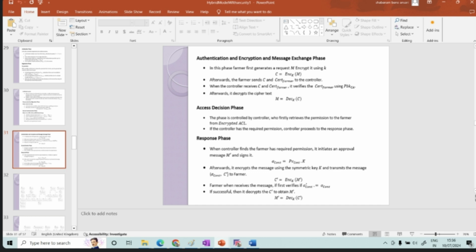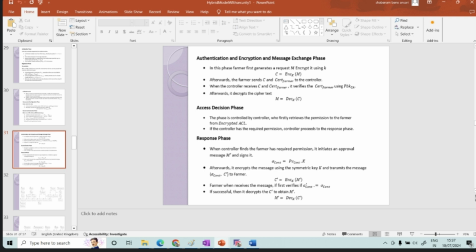When the controller receives C and the certificate of the farmer, it verifies the certificate of the farmer using the public key of the certification authority, because this certificate was issued by the certification authority only, right? So it can verify whether the certificate is an original certificate or a forged certificate. The original certificate will be verified by using the public key of the certification authority, because a certificate is signed by the private key of the certification authority.